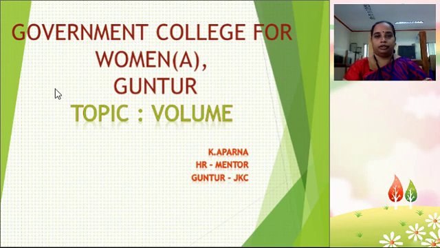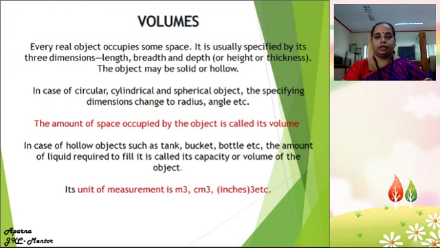Today I'm going to tell you about volume. Every real object occupies some space. It is usually specified by its three dimensions: length, breadth and depth. The object may be solid or hollow. In the case of circular, cylindrical and spherical objects, the specifying dimensions change to radius, angle, etc. In short, the amount of space occupied by the object is called its volume.